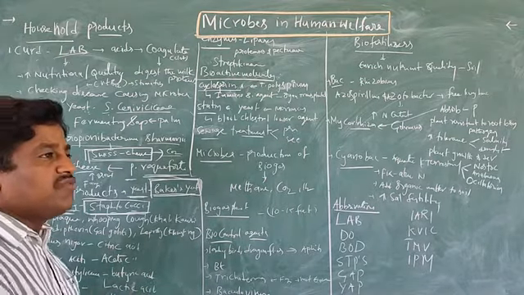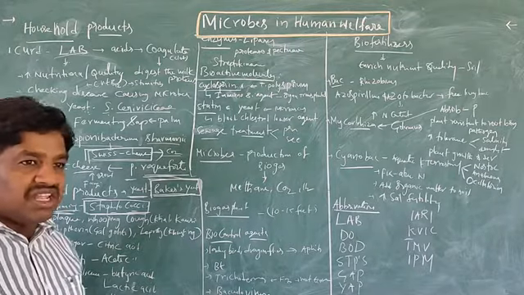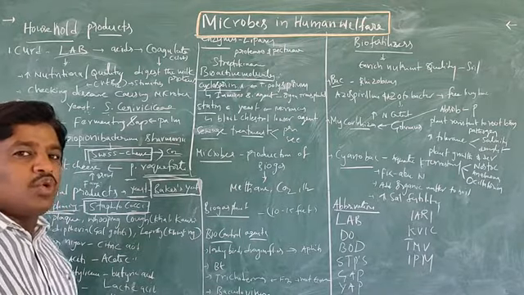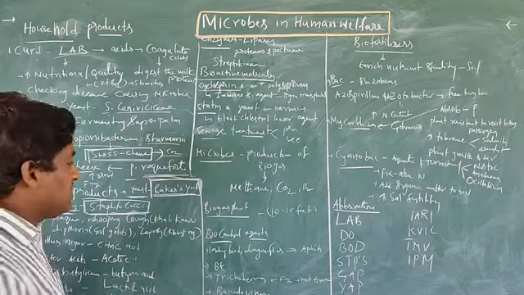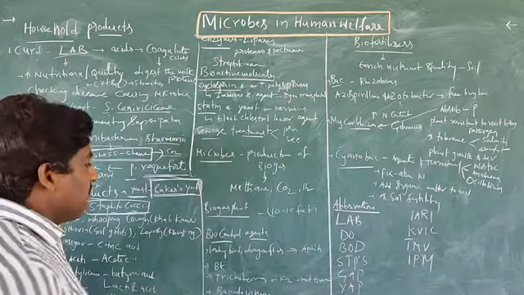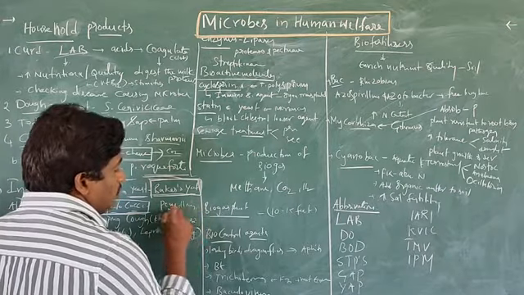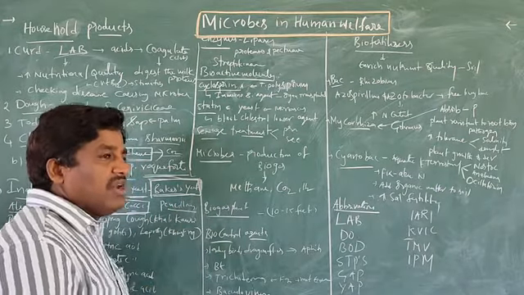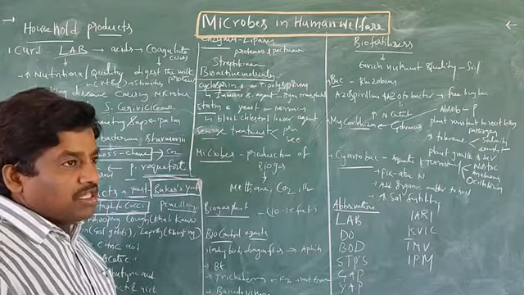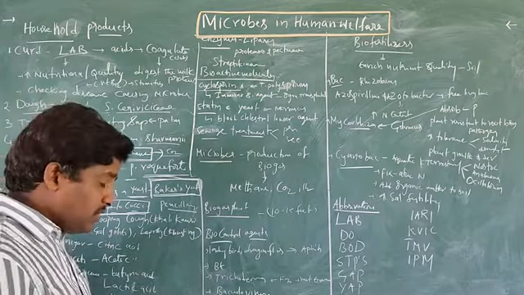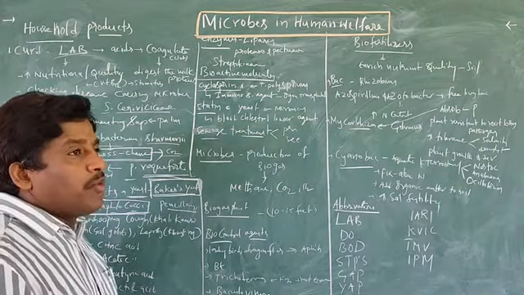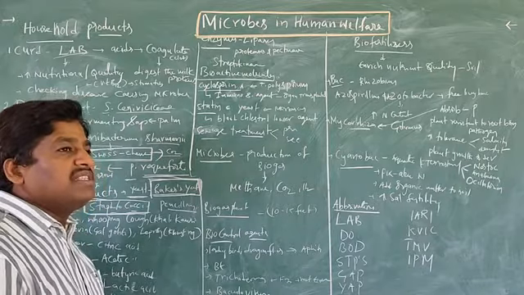From this fungi, the material was isolated. This fungi has a brush-like appearance. After that, it was identified as Penicillium. From the Penicillium, the component produced is called penicillin.